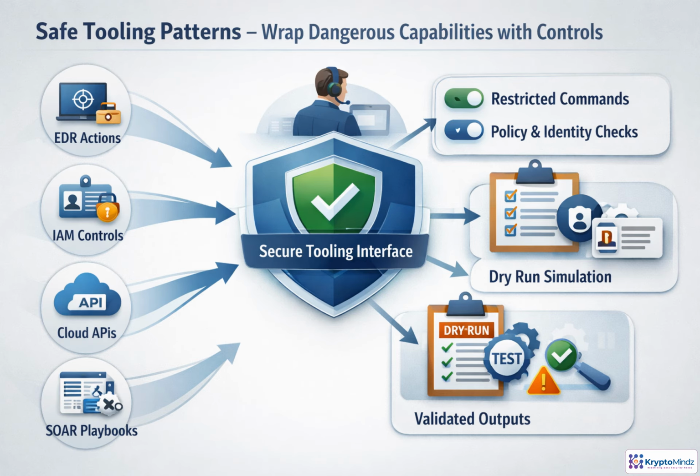Security tools should not be exposed to an agent as open-ended APIs. Put a secure interface in between. The agent requests an action, while the wrapper limits commands, checks identity and policy, validates scope, and can require approval or a dry run first. For risky actions, such as isolating an endpoint or disabling an account, the tool should return structured evidence, errors, and rollback information. This turns automation from raw power into governed, auditable execution.